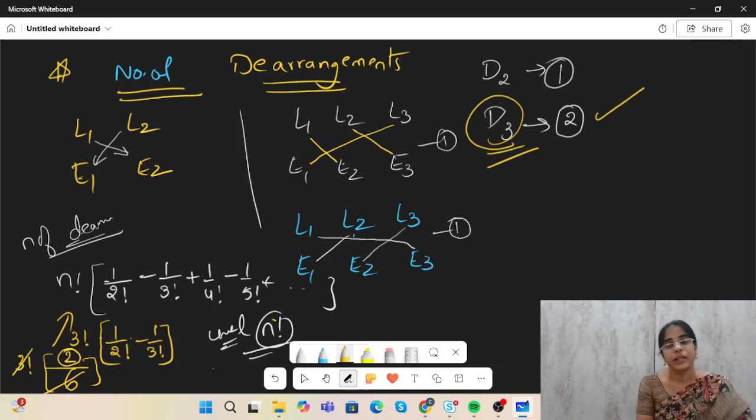Isn't it? Right? So number of such de-arrangements, the most beautiful formula is n factorial into 1 by 2 factorial minus 1 by 3 factorial plus 1 by 4 factorial minus 1 by 5 factorial, keeps on continuing until you get your n factorial there, your n count there. Clear?